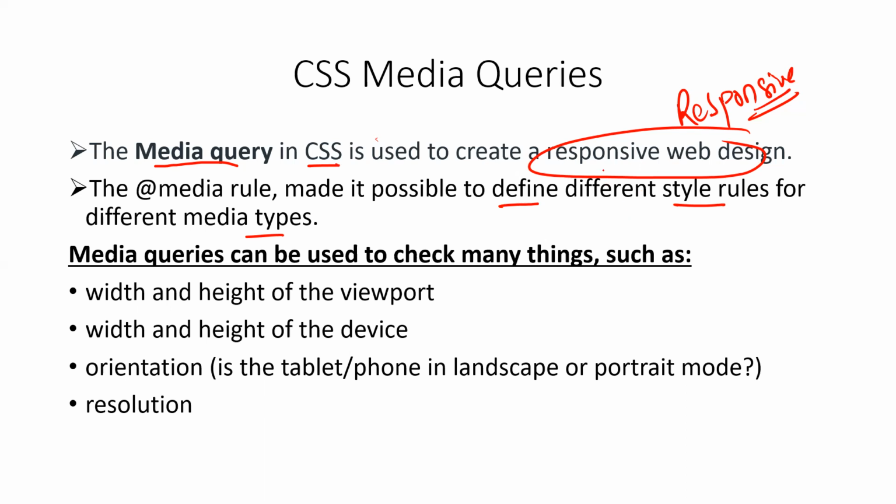Now, media queries can be used to check many things such as the width and height of the viewport, the width and height of the device, and orientation, that is, whether you are opening the web page on a tablet or phone in landscape mode or portrait mode. So if you check the web page in landscape mode or portrait mode, some extra content might be there, or it adjusts by default on its own. This is under CSS media queries, and it also relates to the resolution factor.